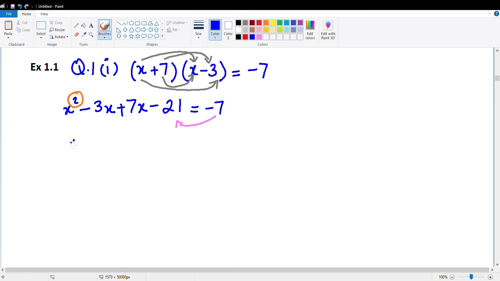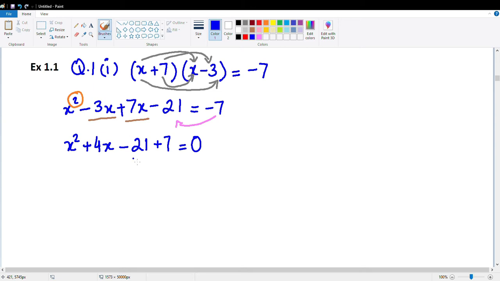Anyway, solving it, we'll get x squared. And now you can see over here there's minus 3x and there's plus 7x. So when you simplify it, you get plus 4x, as minus 3 plus 7 is 4. So we get 4x minus 21. And when minus 7 goes from the right side to the left side, its sign changes. It becomes plus 7 equals 0. So now we know we have it in standard form.